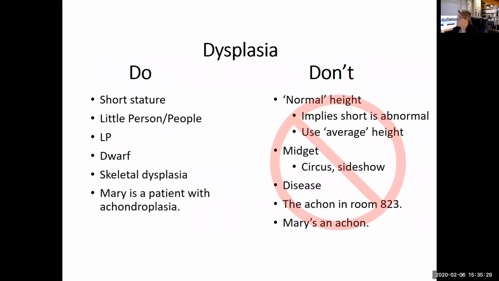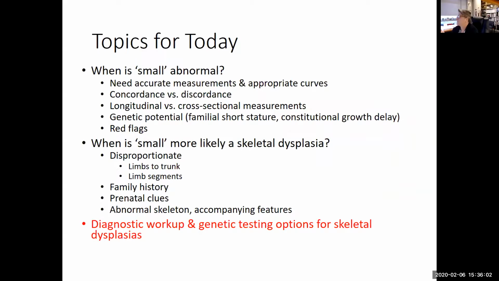Very basic do's and don'ts on the dysplasias. I'll focus on the don'ts. We try not to use the term normal height. I'm average height. My patients, many of them are short-statured. We don't say normal because then that would imply abnormal. We do not use the term midget anymore. That's considered derogatory within the community. And then some of the other things are very specific to genetics, just naming the person and not the person by the condition itself. So using the term skeletal dysplasia or Mary is a patient with achondroplasia.